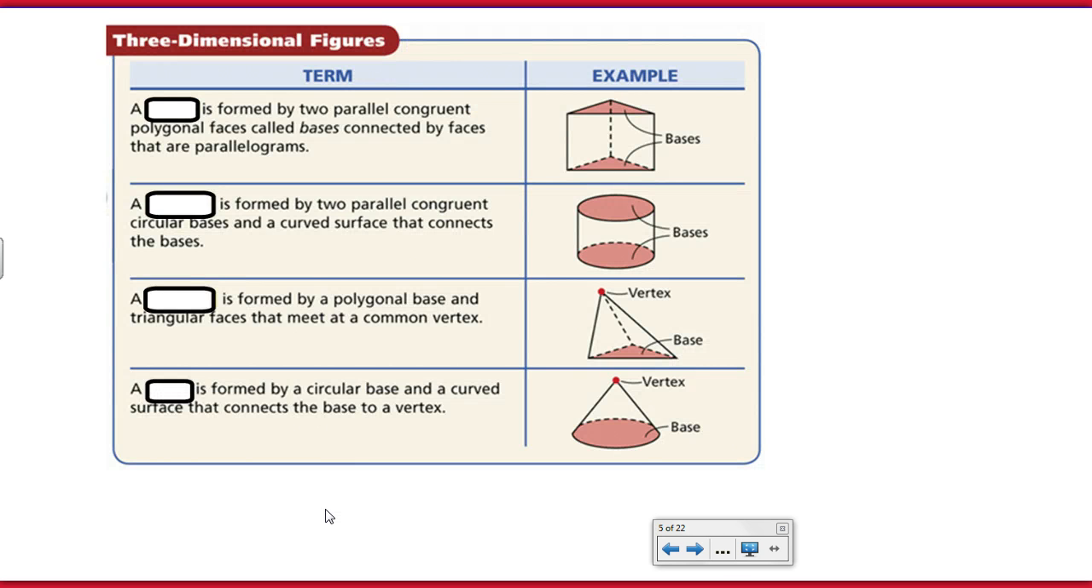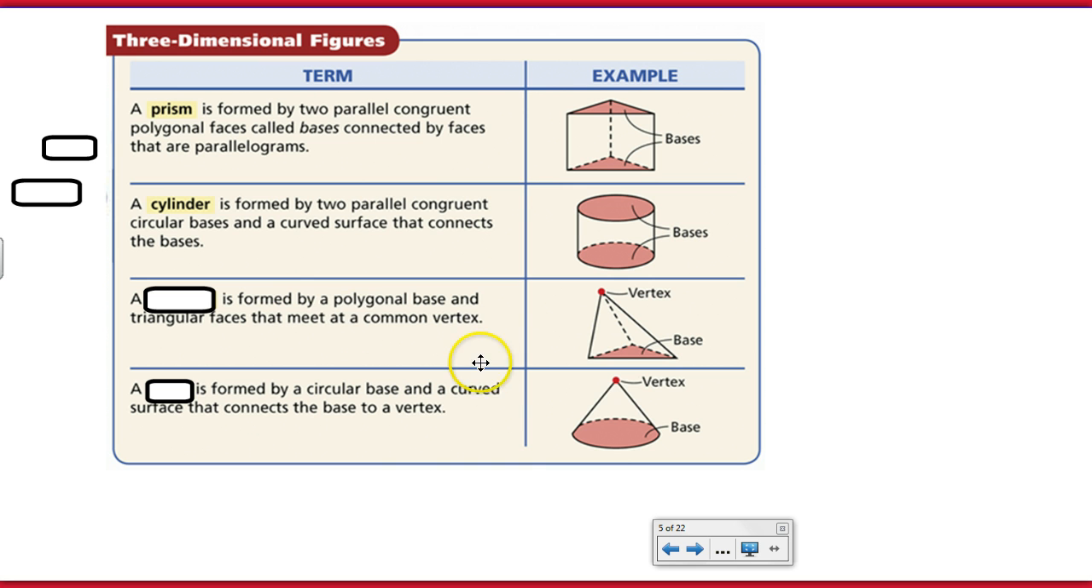Here are examples of three-dimensional figures. So what kind of figure has 2 parallel congruent faces, called bases, that are connected by faces that are all parallelograms? And that is called a prism. I hope you have that. We talked so much about that, didn't we? And this is like a prism. This has 2 parallel congruent bases that are circles though, right? And a curved surface that connects the bases. And this is a cylinder.